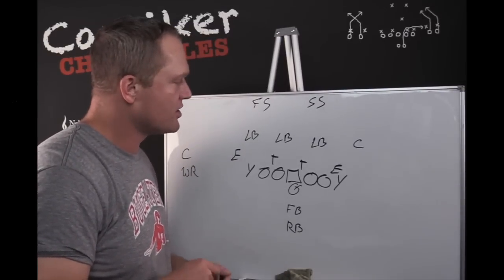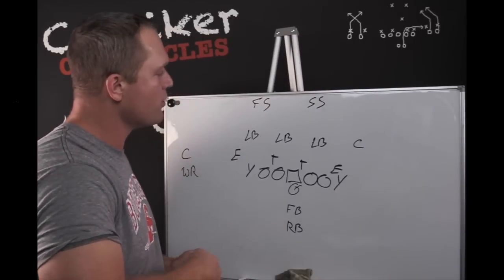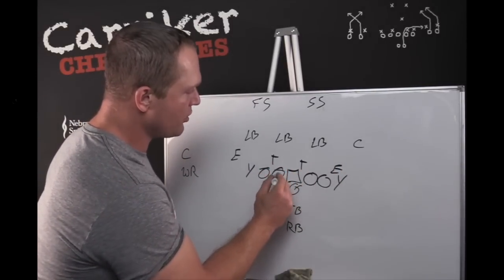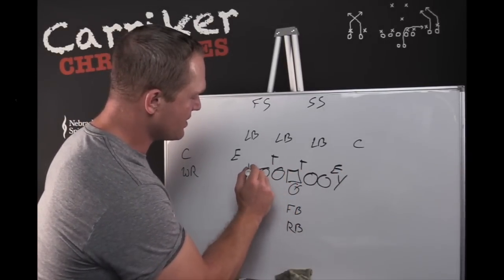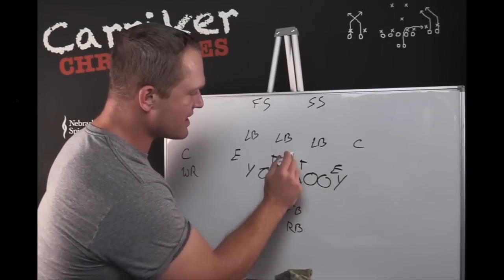Now, the first thing you want to do, actually, when you're running the options, you want to look for the bubble in the defense. The bubble is basically where there's a space between two defensive linemen. So there's a bubble here in this A gap. A, B, C, D gap. A, B, C, D. Okay, there's a bubble here in this A gap.